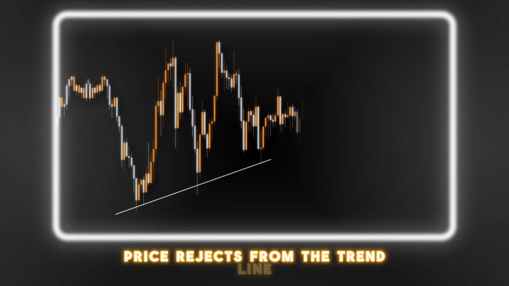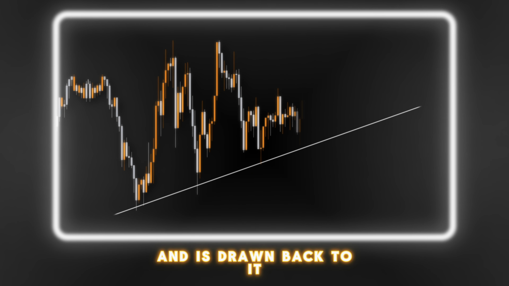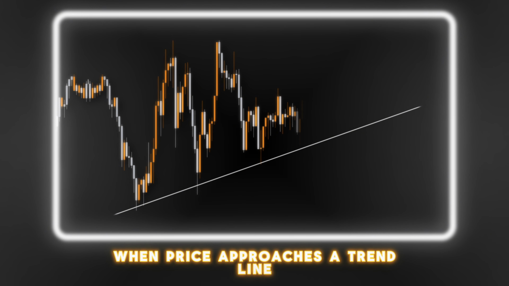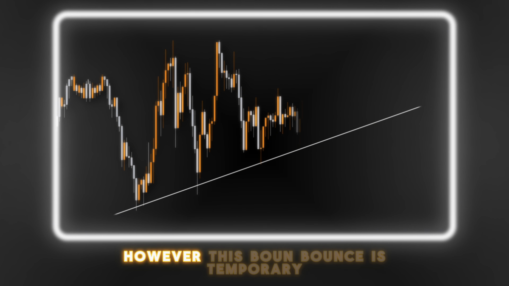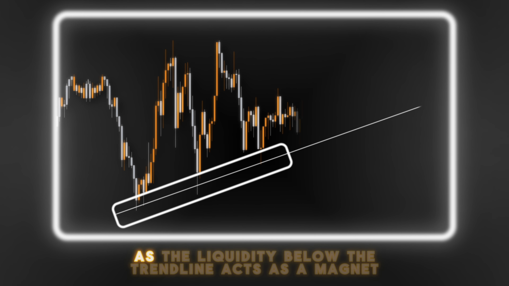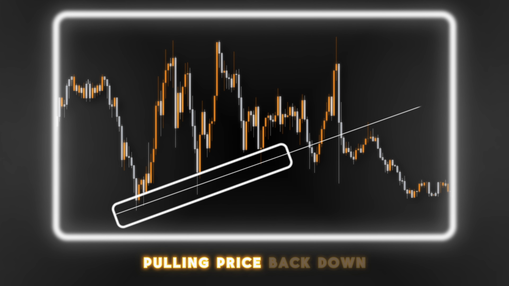Price rejects from the trend line and is drawn back to it. When price approaches a trend line, it often rejects, creating a bounce. However, this bounce is temporary as the liquidity below the trend line acts as a magnet, pulling price back down.